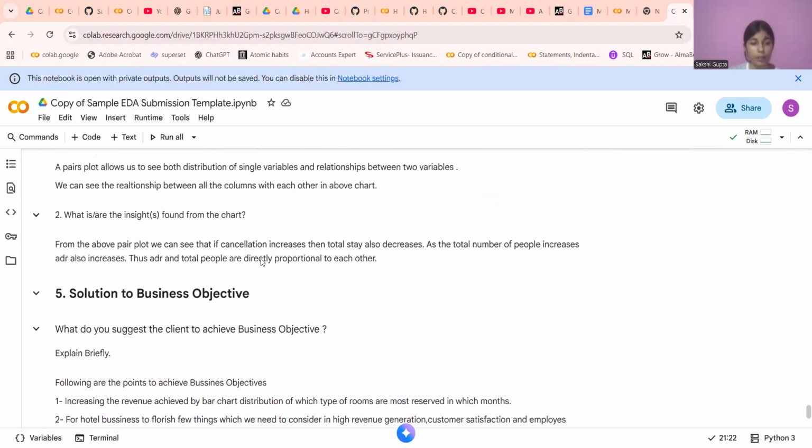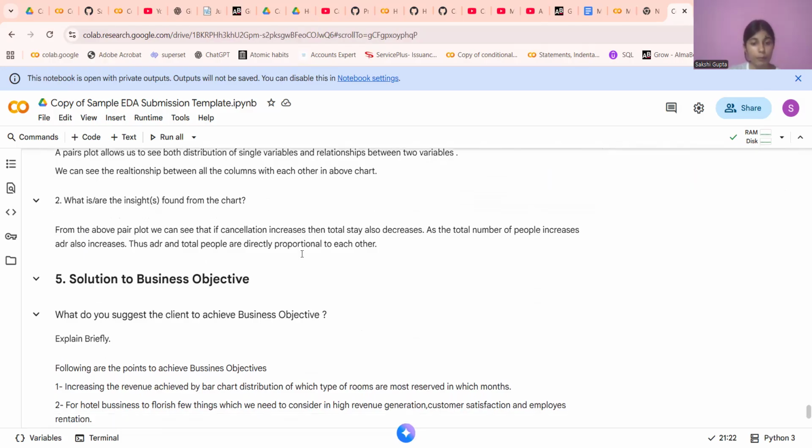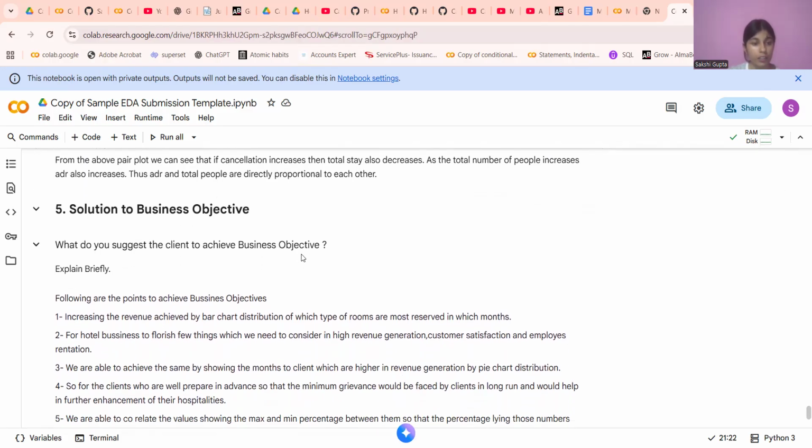What insight I found from this chart is that from the above pair plot, we can see that if cancellation increases, the total stay also decreases. As the total number of people increases, ADR also increases. Thus, ADR and the total number of people are directly proportional to each other.